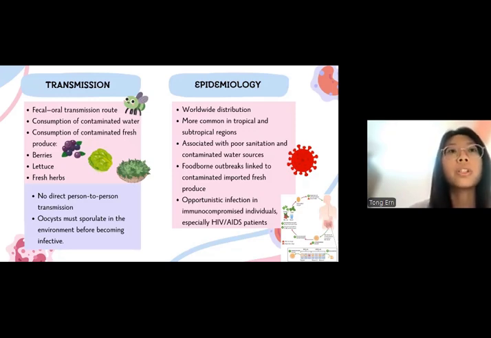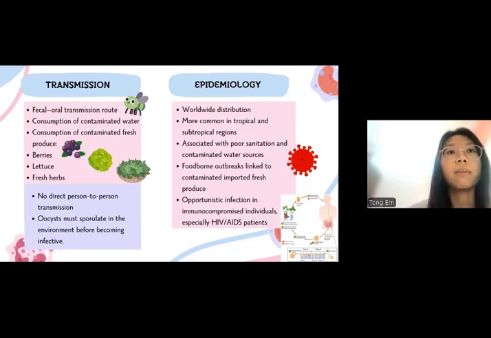The tropical regions such as Malaysia and the subtropical regions such as China, where the warm climate and poor sanitation increase the risk of transmission. Foodborne outbreaks have also been linked to contaminated imported fresh produce. In addition, Cyclospora is an opportunistic parasite that can cause more severe and prolonged infections in immunocompromised individuals, especially patients with HIV and AIDS.